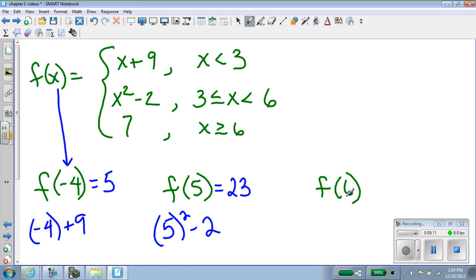f of 6, well, 6 isn't less than 3. 6 isn't less than 6. 6 is actually equal to 6. So I'm going to plug the 6 into this piece. Well, there's nowhere to plug it in. So f of 6 is just 7.